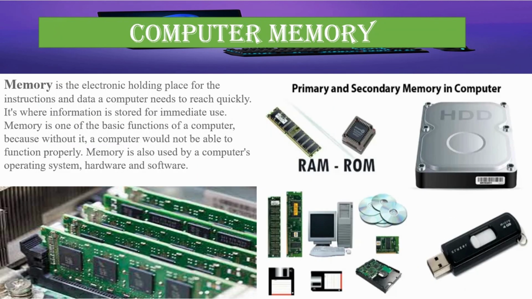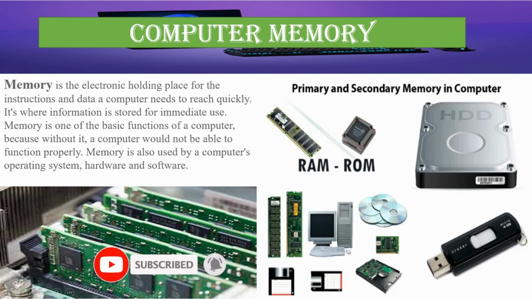Computer memory is the electronic holding place for instructions and data a computer needs to reach quickly. It is where information is stored for immediate use. Memory is one of the basic functions of a computer, because without it, a computer will not be able to function properly. Memory is also used by the computer's operating system, hardware, and software. These are typical examples of computer memories. This is a flash drive, this is a hard disk drive, this is a floppy disk. This is another example, RAM, and this is an example of ROM.